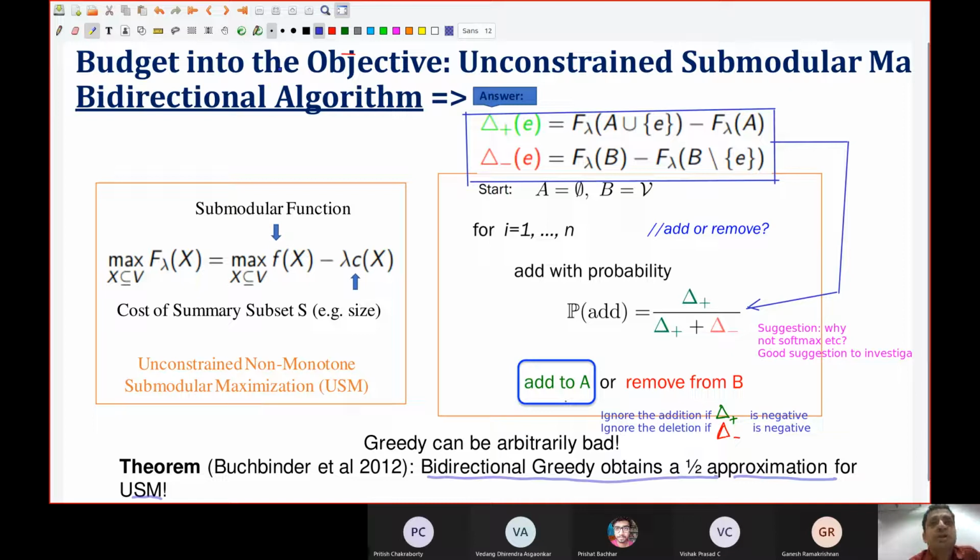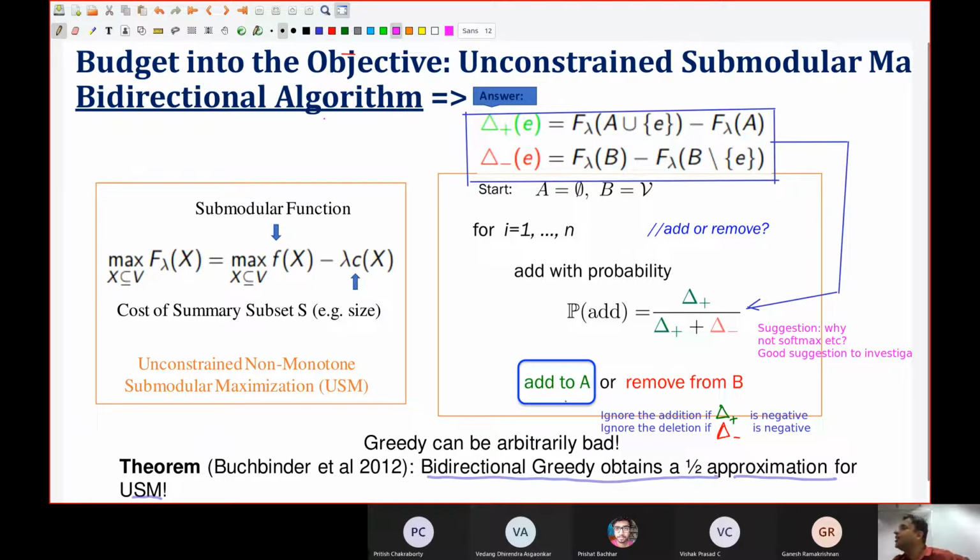Sorry? Yeah. Well, the same element. Your question is, what element are you considering? An element to be added to E. No, the greedy and the reverse must be for the same element. For the same element, what's the gain in adding it to A versus what's the gain in removing it from B? It's the same E.